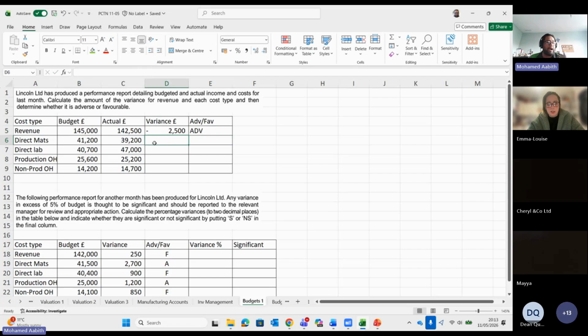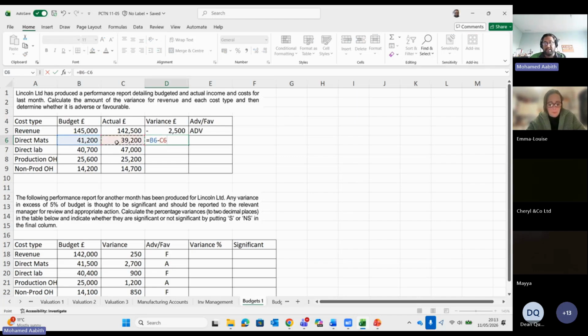But let's say that for materials. If you have budgeted for 41,200, you actually spend 39,200 pounds. Is it good or bad for you? What do you think? It is actually good because you spend less. Imagine you budgeted for your holidays, you want to spend this much money, but end of the day, you're doing your calculations. You found, oh, I haven't paid that much. Are you going to be happy or not? You are going to be happy. In this scenario, it's the other way around.